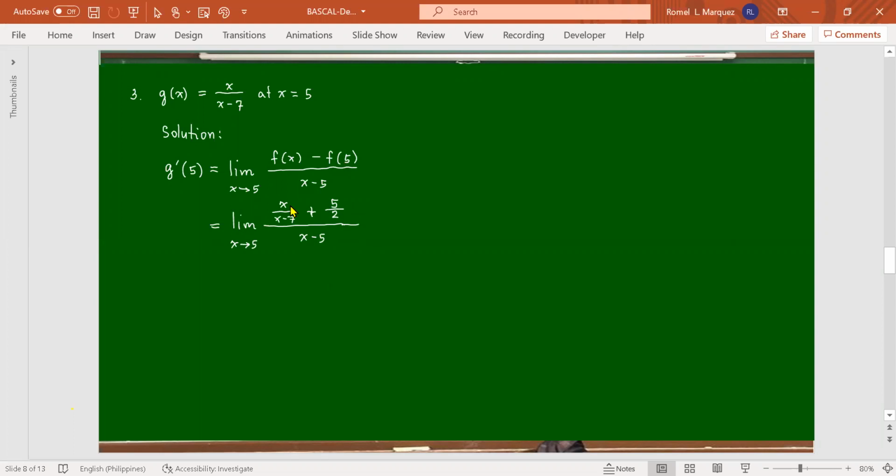And then evaluate the limit of this. Okay? Limit as x approaches 5 of, let's simplify.